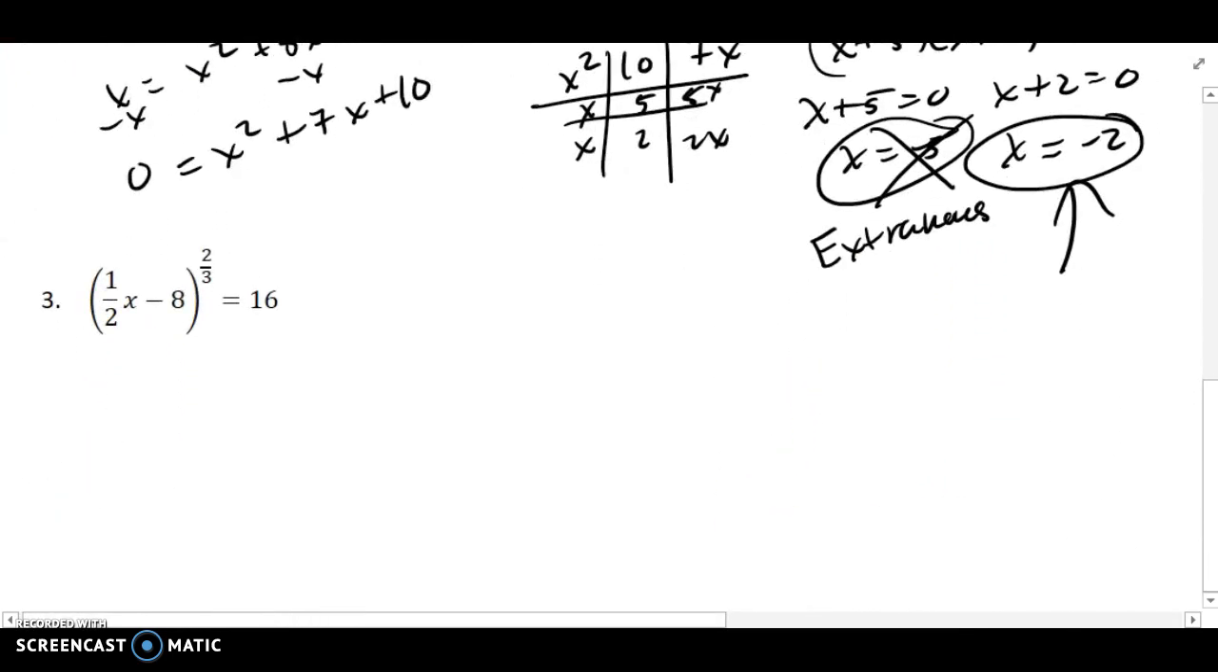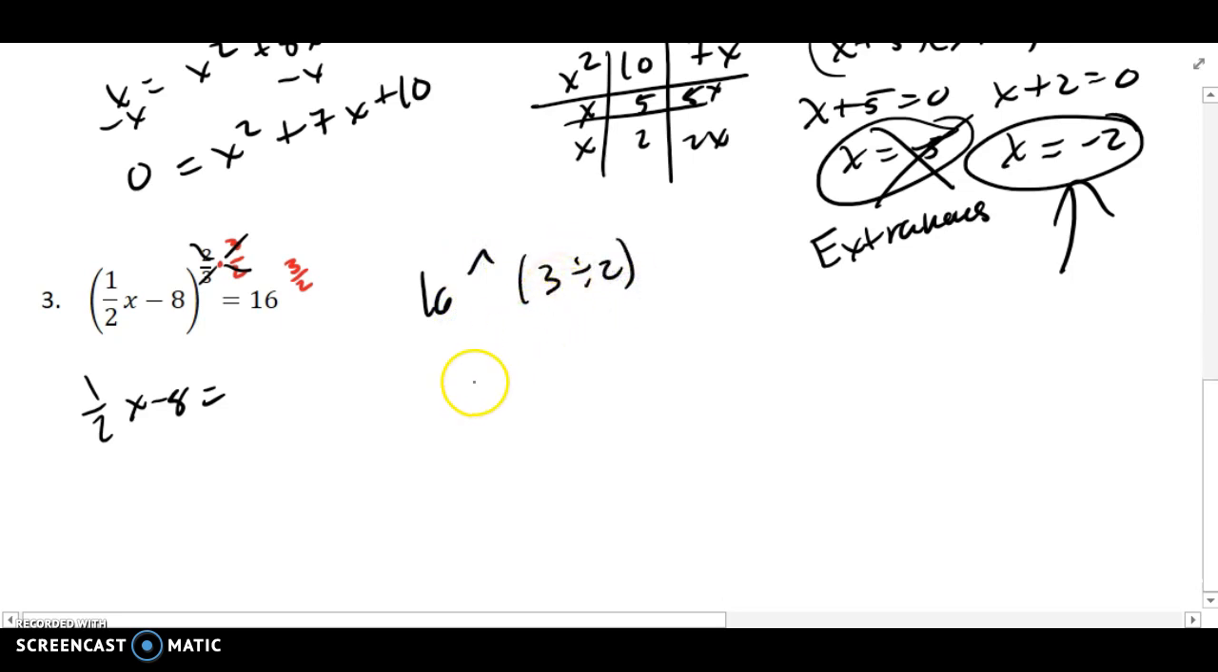Our last one's a little goofy here. We have 2/3, and so just remember the opposite of a fraction is its reciprocal. So we're going to do the 3 over 2 to both sides. Okay? And what that's going to do is whenever we have powers that are fractions that are not root-based, we just kind of cross-cancel these. So we're left with 1/2 x minus 8. On the other side, though, we have the 3 halves of 16.